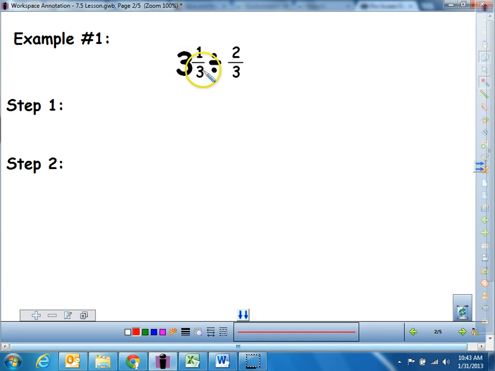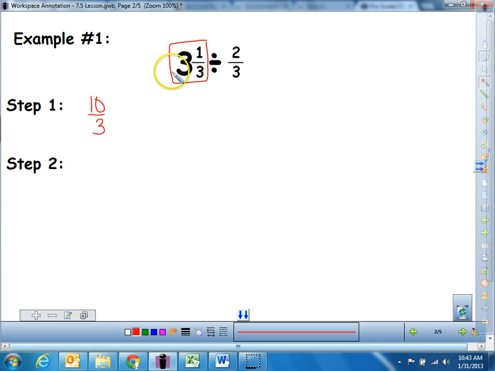You can see we have 3 1/3 divided by 2/3. So our step one is to take this part right here. We can't have that. So we want to rewrite this as improper. Remember, we take the whole number times the denominator. So 3 times 3 is 9. And then we add it to the top. 9 plus 1 is 10. So this is going to be 10 over 3.